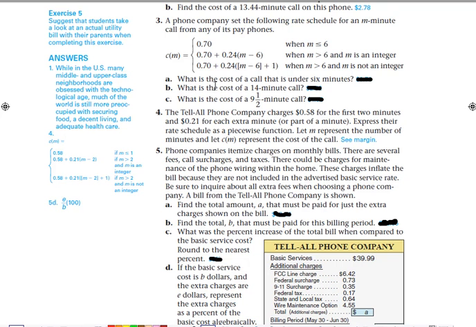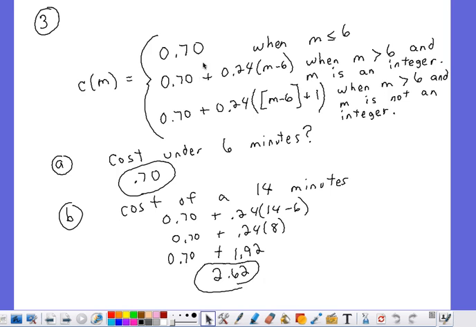Okay. Part A says, what is the cost of a call that is under 6 minutes? What is the cost of a 14-minute call? And what is the cost of a 9.5 minute call? Here, I just wrote out the function again, same function. Part A says cost under 6 minutes.